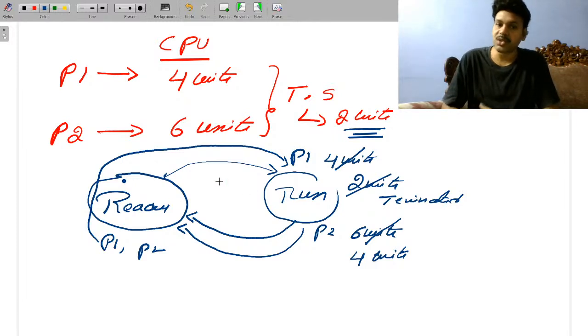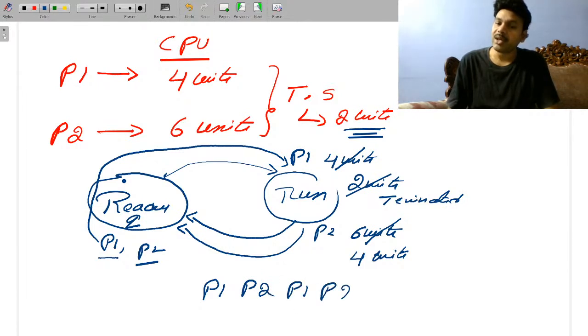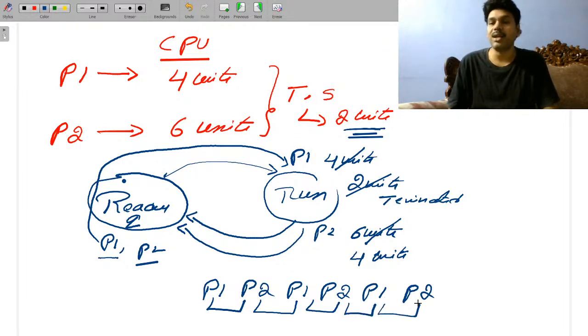So here, what is going to happen? Sometimes the process is in the ready queue and sometimes the process is in the run state. Therefore, there is switching between these two processes. First P1, then P2, again the chance comes to P1, again goes to P2. One time the process is in the run state, another time in the ready state. Again it goes to the run state, again to the ready state, and so on.